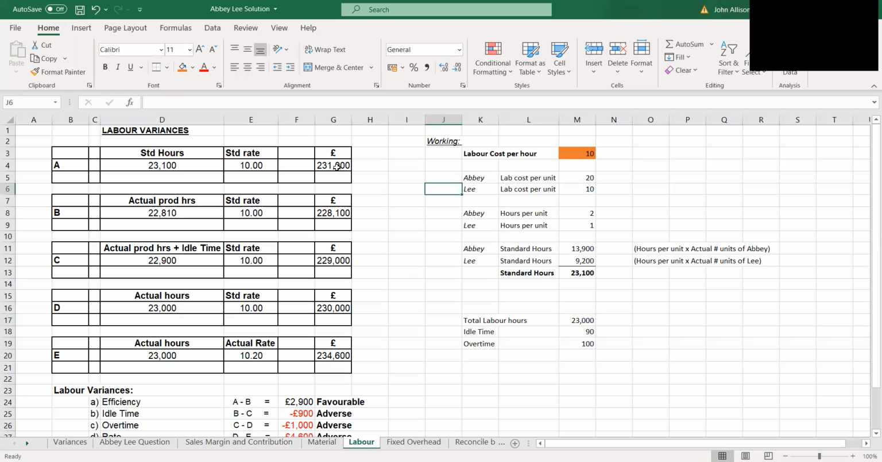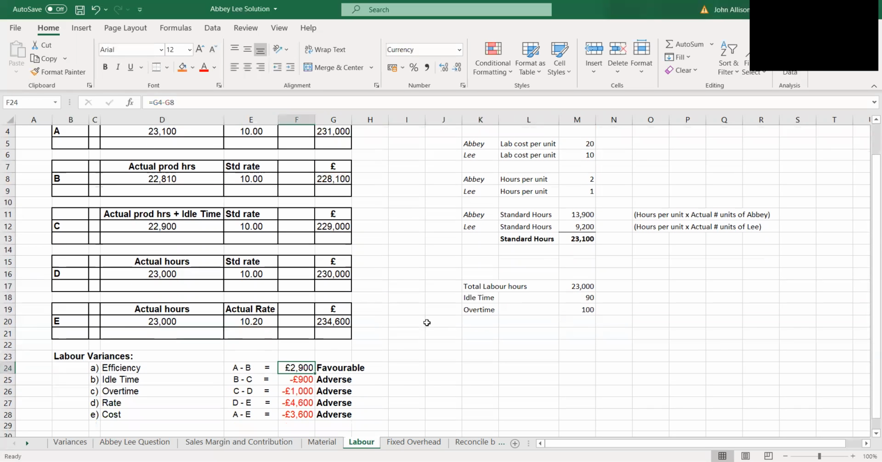Then once we've got these values here, we can calculate the efficiency variances, A take away B. So we anticipated spending 231,000. Then we can see B, the efficiency. So if we look at the number of hours that were actually used as production, not as idle time and not as overtime, it came in at a lower amount. So the consequence, B is slightly lower than A. So that'll be a favourable variance. So this take away this gives a positive. So it means the cost is lower than we anticipated.